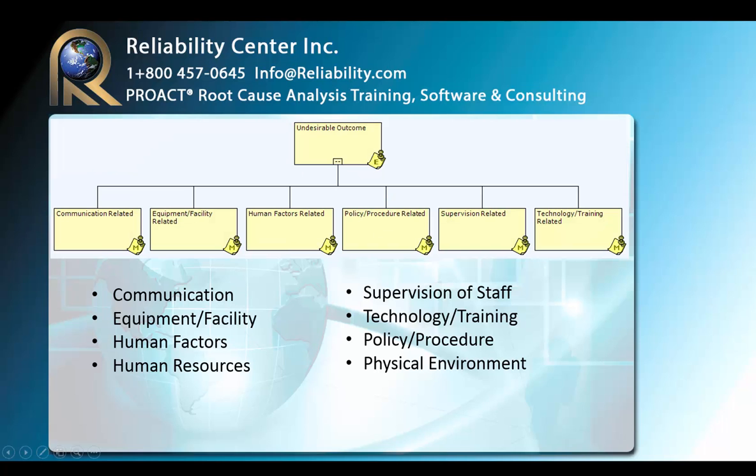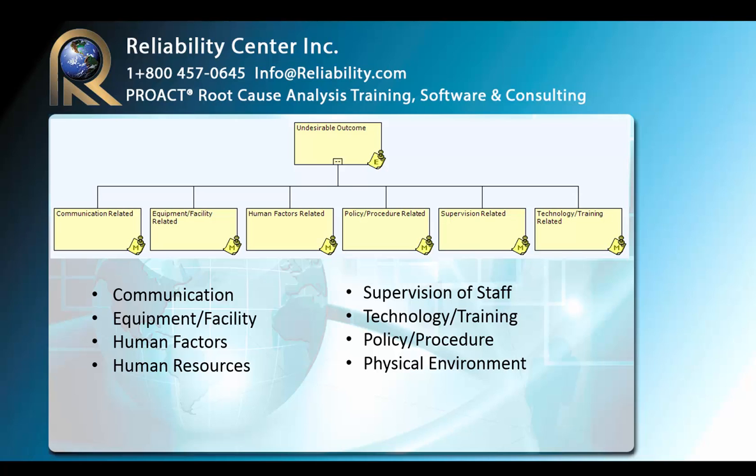And there is also a categorical approach to doing root cause analysis, where you simply, similar to a fishbone diagram, explore certain categories that you have designated as important areas, again, to explore where a failure may have occurred or where you may have weaknesses. In this particular example, we have chosen communication, equipment and facility, human factors, policy and procedure, supervision, and technology and training. And I've listed also a couple of other common cause categories, and there are many others which different organizations may use.